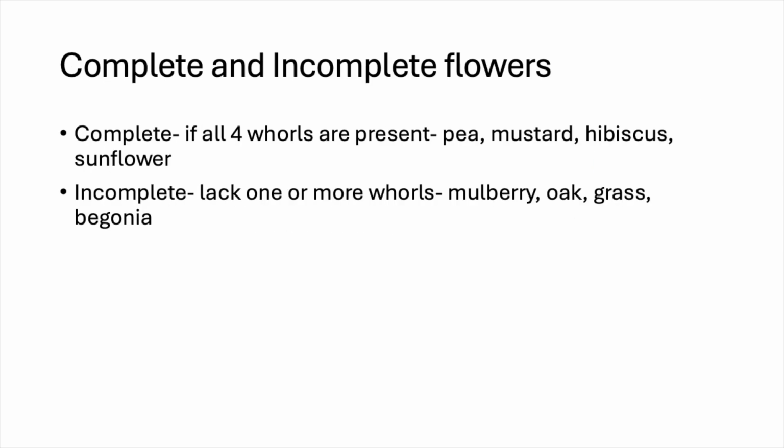Complete and incomplete flowers. Flowers are complete if all four whorls are present. Example: mustard, pea, hibiscus, and sunflower. But they are incomplete if they lack one or more whorls. Example: mulberry, oak, grass, and begonia.